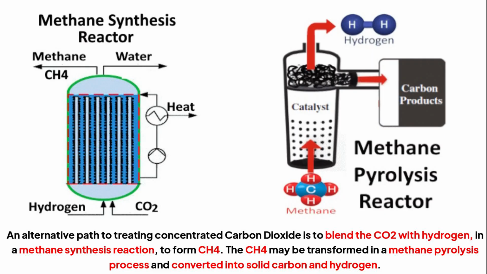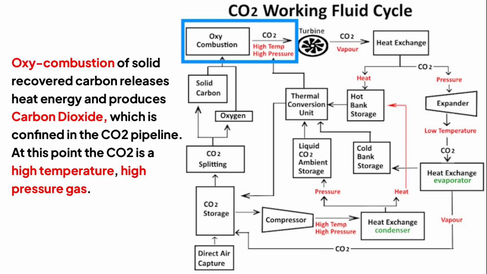An alternative path to treating concentrated carbon dioxide is to blend the CO2 with hydrogen, in a methane synthesis reaction, to form CH4. The CH4 may be transformed in a methane pyrolysis process and converted into solid carbon and hydrogen. Oxy-combustion of solid recovered carbon releases heat energy and produces carbon dioxide, which is confined in the CO2 pipeline. At this point the CO2 is a high-temperature, high-pressure gas.